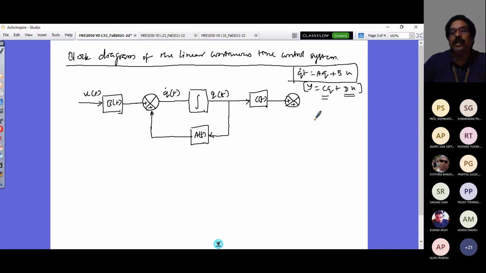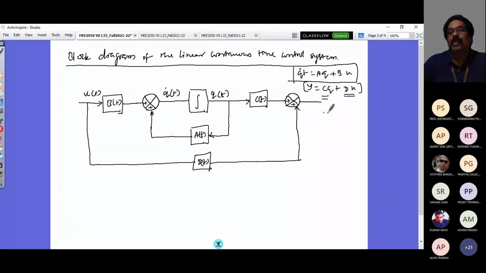So D u, how do I get it? From here. So it's the u input. From there I will get this, and this is my D of t. And that doesn't have anything undergoing in this process. It's straight away going to be added with my output. That's why it's called a direct transmission matrix. So here I get my output y of t. So this is that simple representation of your state equation. So this is the state equation 1 and the associated output equation. These two equations are now represented in a block diagram for a linear continuous time control system.